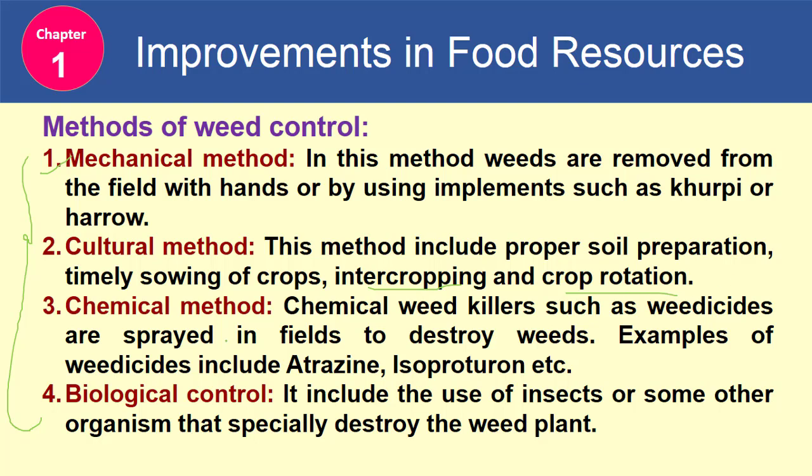Third is chemical method. Chemical weed killers such as weedicides are sprayed in fields to destroy weeds. The examples of weedicides are atrazine, isoproturon, etc. Fourth is biological control. It includes the use of insects or some other organisms that specially destroy the weed plant, only destroying the weed plant without harming the crop.